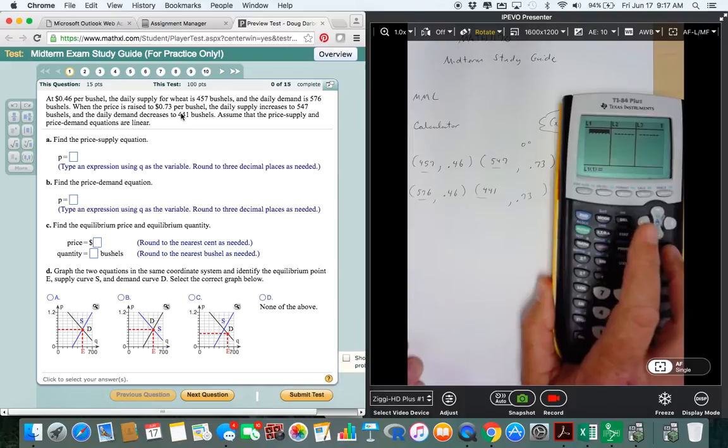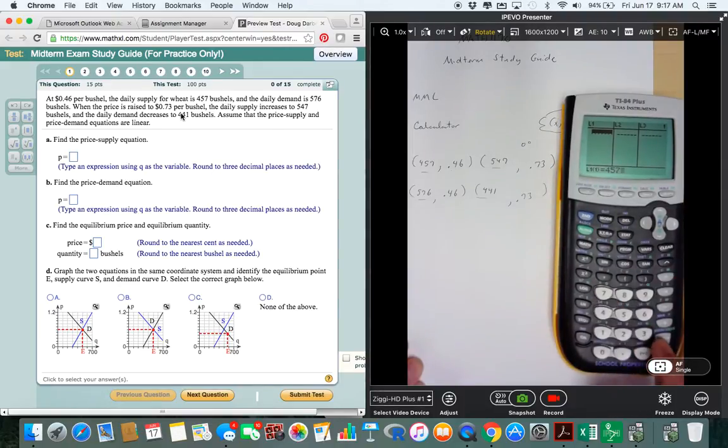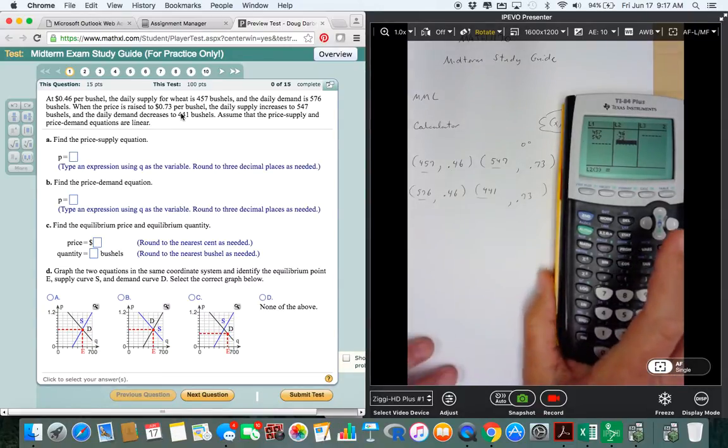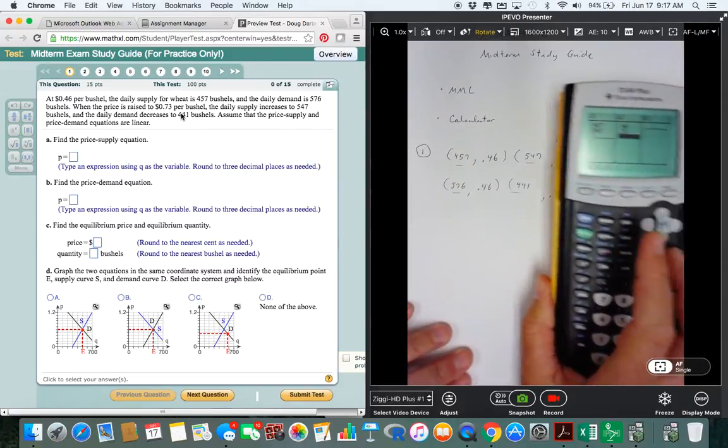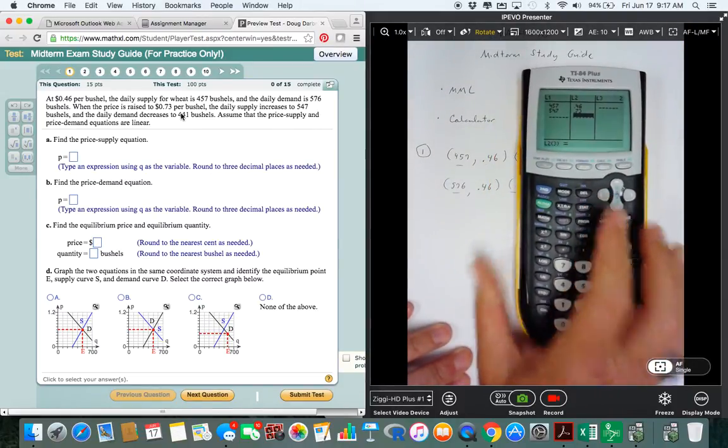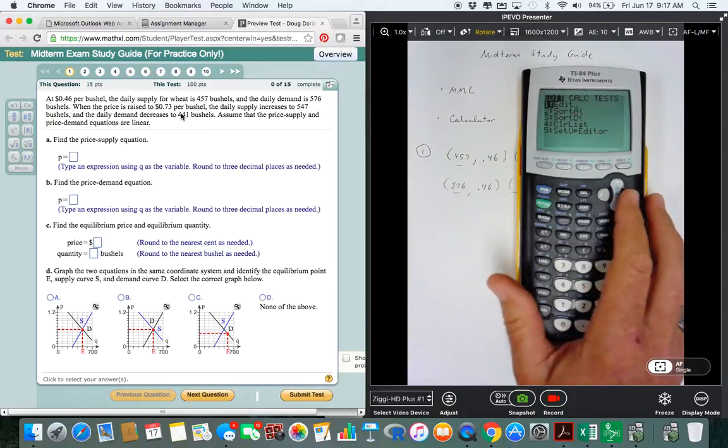So I'm going to put the supply in first. So I have 457 as one of my x's, and 547 is the other x. Now the price would be 0.46 and the price would be 0.73. So again, stakes are high, so I just want to go back and make sure that I've got everything correctly, because it's easy to transpose numbers, especially when you're under the stress of taking a test.